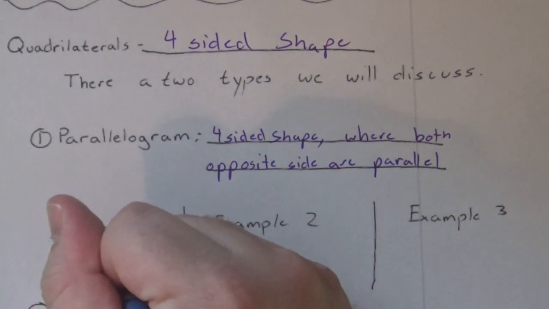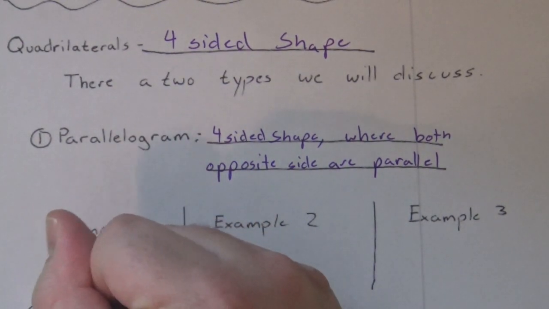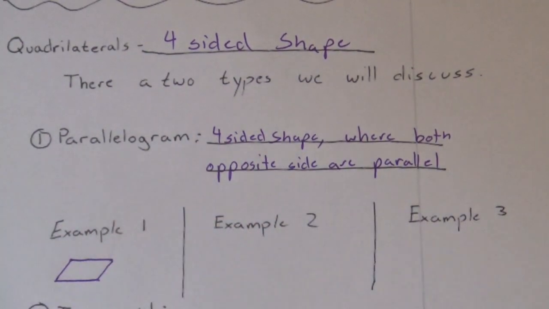So let's do my first example. I'm going to draw a basic parallelogram. Okay. Really simple. Nothing hard. Hopefully you can see that. And this is a 4-sided shape.